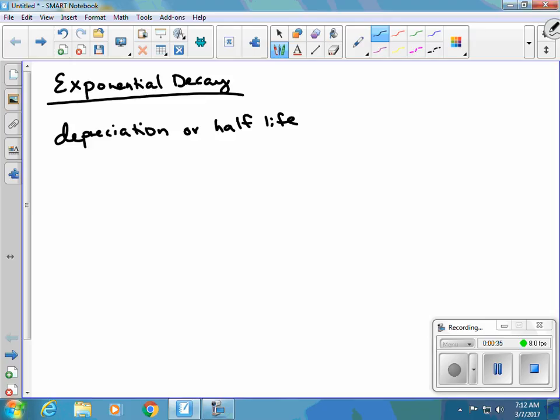So exponential decay means that we're still in the form of y equals a times b to the power of x. A is still our initial amount. And b, instead of having a growth factor, is our decay factor.